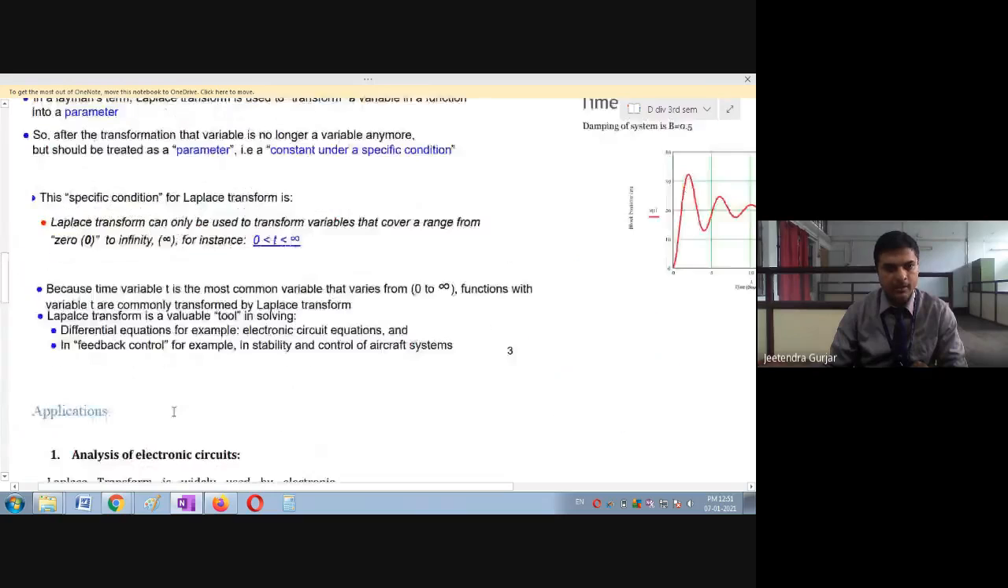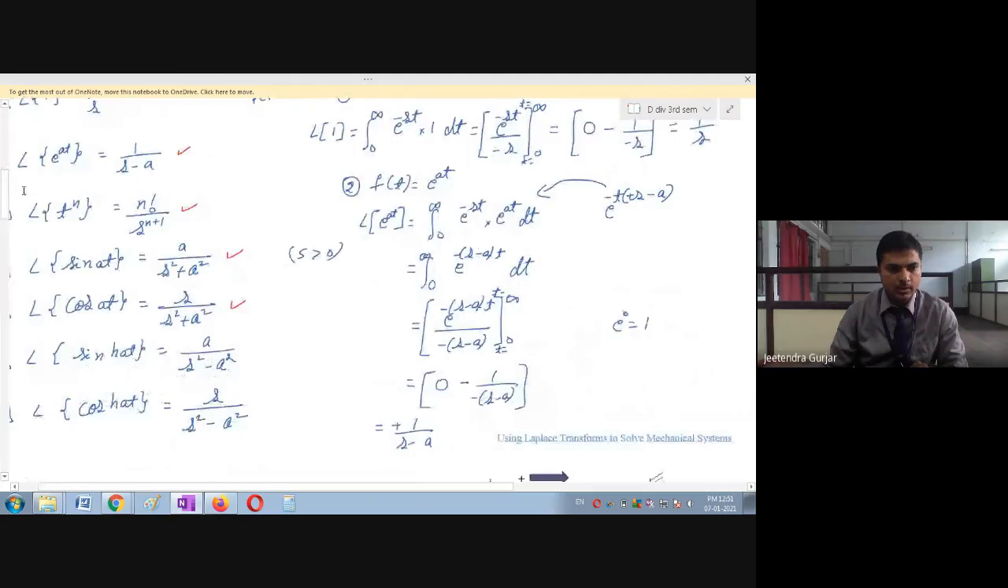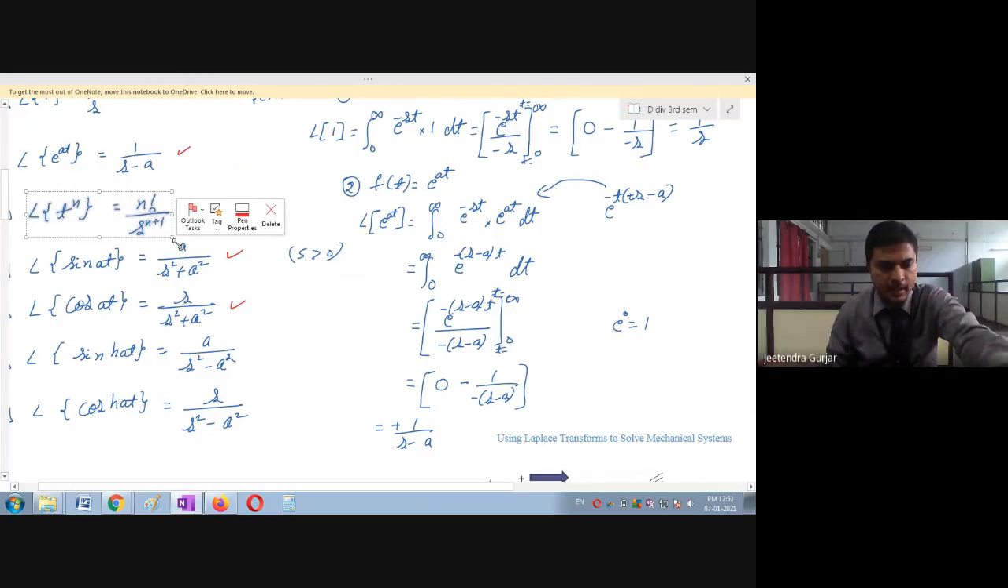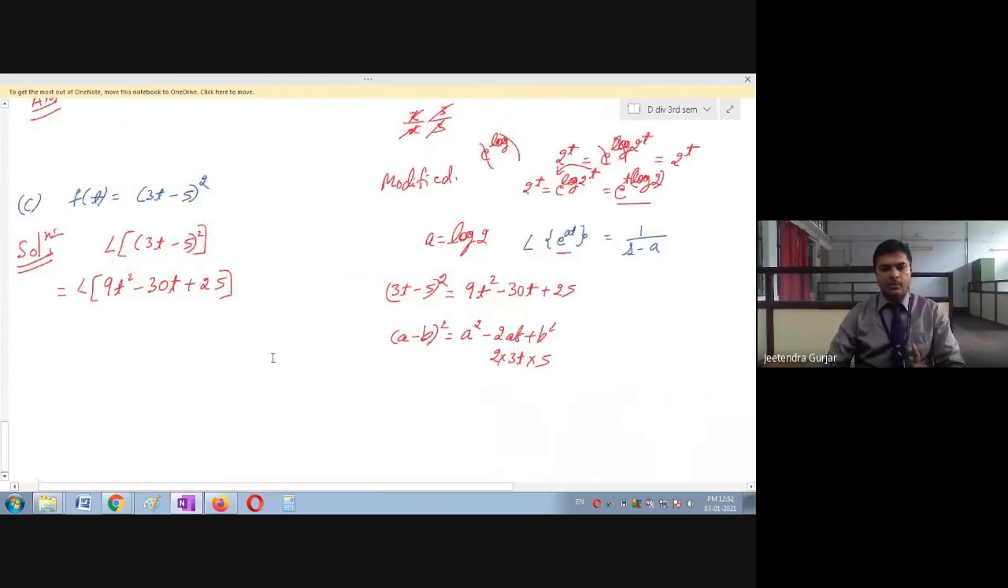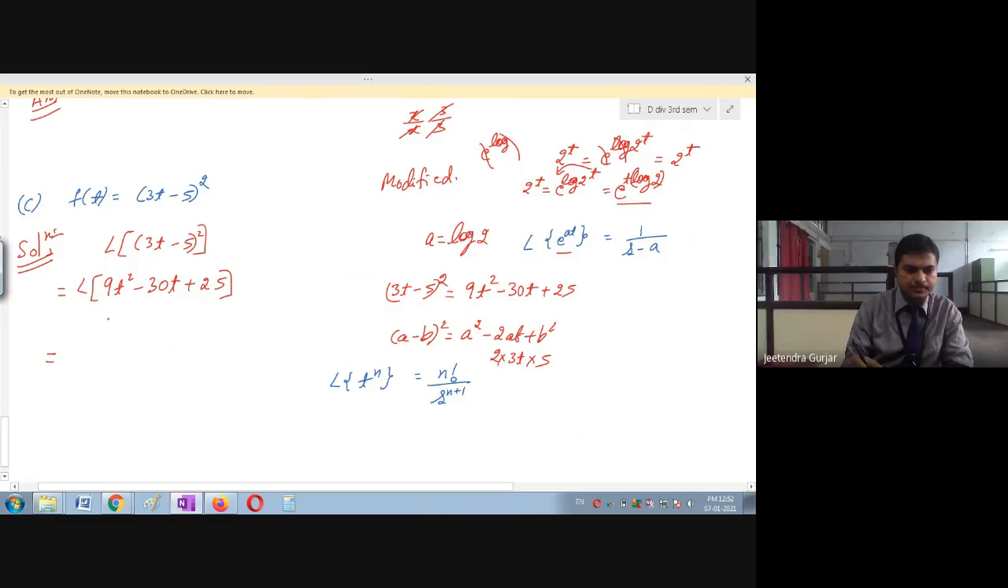Yes, you are right, students. I am going to use only one simpler formula, that is t raised to n. So write it down once again so that you will not get confused which formula I'm going to use, dear students. I'm going to use the t raised to n formula. So now you can see here very easily 9 is constant. I will write 9 outside.